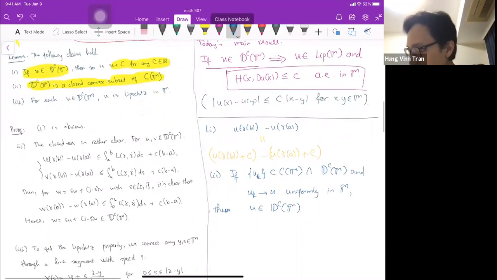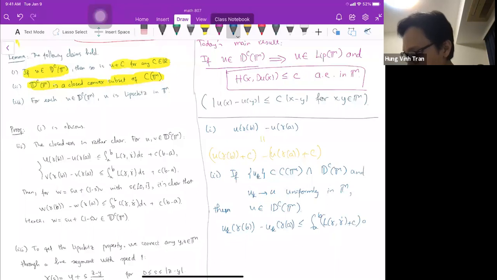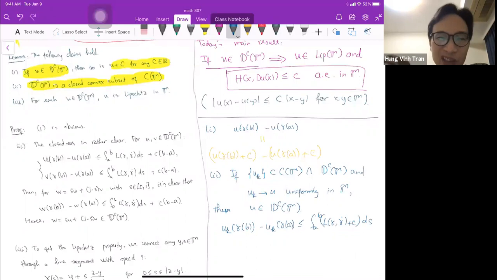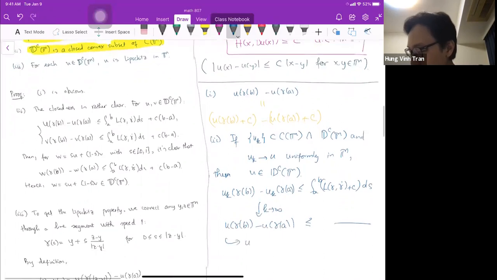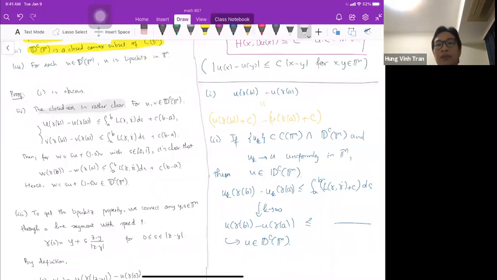Again, this is also obvious because you would take any curve, you would have u_k(γ(b)) minus u_k(γ(a)) is less than or equal to the normalized action functional on γ, so the integral of L(γ, γ̇) plus c ds. Sometimes I would write it as c times (b − a), or sometimes I would put c in the action itself. And you see that this action functional is fixed, right? So you let k go to infinity, you would end up with exactly u(γ(b)) minus u(γ(a)) less than or equal to that. So that allows us to conclude that u is another member in this set. So the closedness property is clear. That's what I meant here on the left panel, and I just gave you the proof on the right panel.